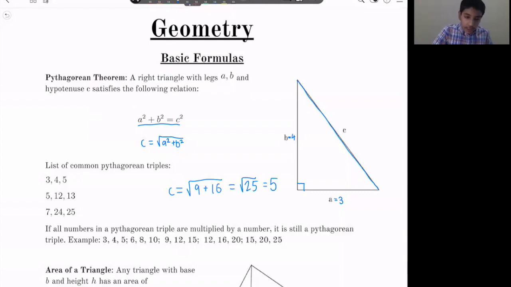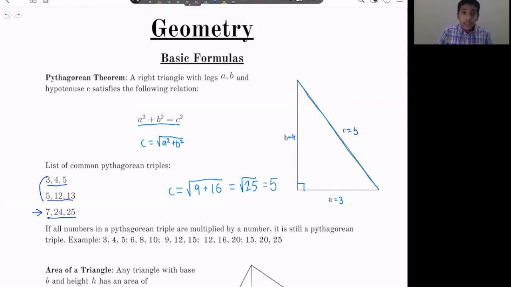Another thing that can be useful to save time on the AMC 8 is knowing some common Pythagorean triples. 3, 4, 5 is a common Pythagorean triple. Also 5, 12, 13, and 7, 24, 25. These are probably even more common. This is optional and can come up, but these are the most common. A Pythagorean triple is a set of 3 numbers that satisfy the Pythagorean theorem. As we saw here, C was 5, so 3, 4, 5 satisfy the Pythagorean theorem. Same thing for 5, 12, 13, and 7, 24, 25.